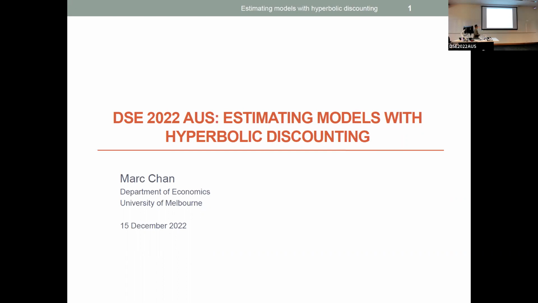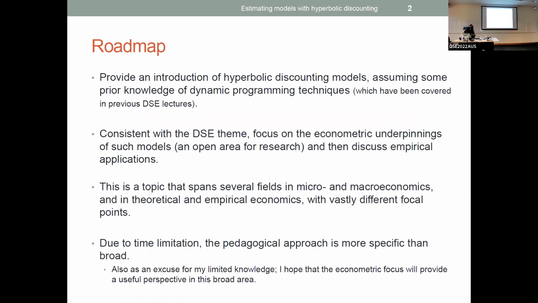So here's a roadmap. In this summer school lecture, I'll provide an introduction of hyperbolic discounting models, assuming some prior knowledge of dynamic programming techniques, which have already been covered in previous lectures. And consistent with the DSE theme, I'll focus on the econometric underpinnings of these models, which actually is an open area for research. And then I'll discuss some empirical applications.